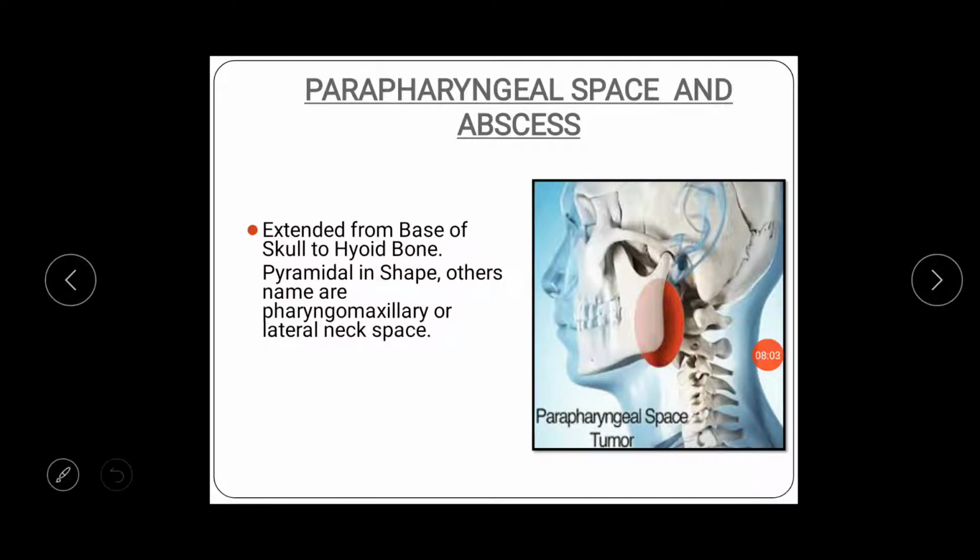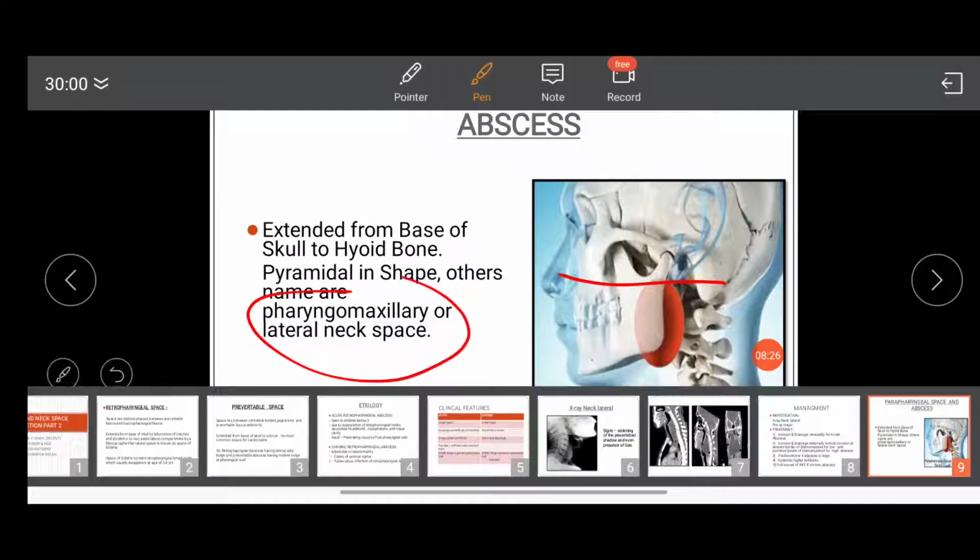Another important space which lies just behind the pharynx is the parapharyngeal space, and the infection that occurs in it is known as parapharyngeal space abscess. This parapharyngeal space extends from the base of skull to the hyoid bone. It is pyramidal in shape, and other names are pharyngomaxillary and lateral neck space.